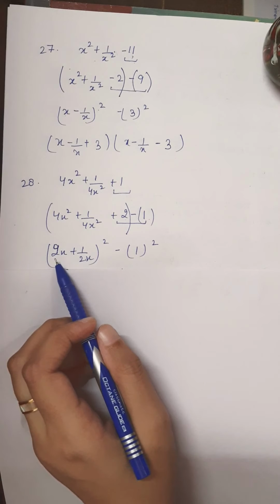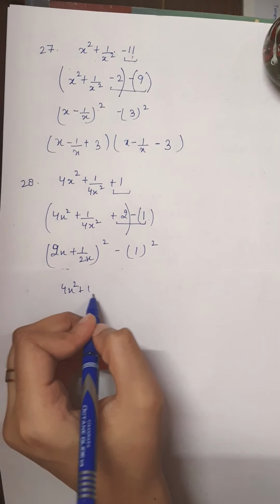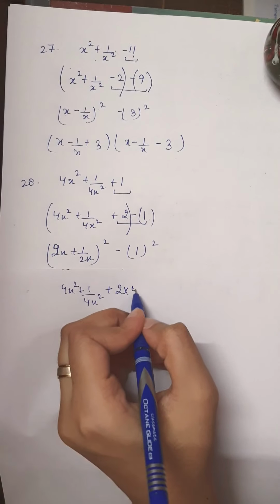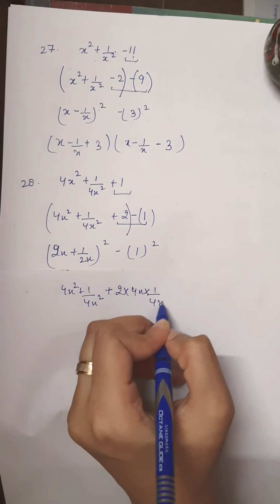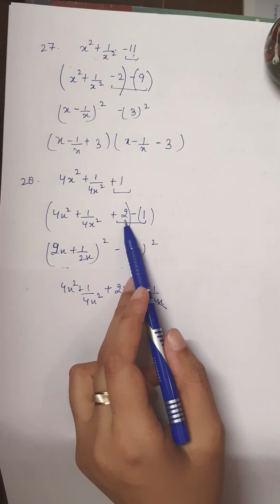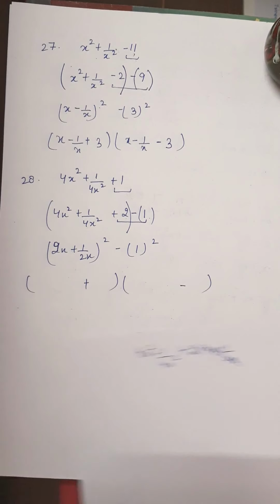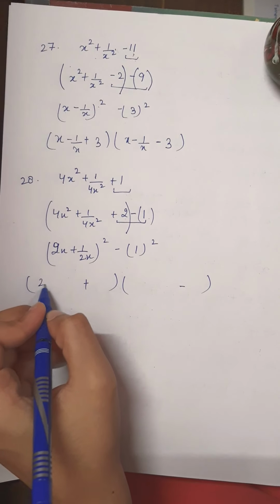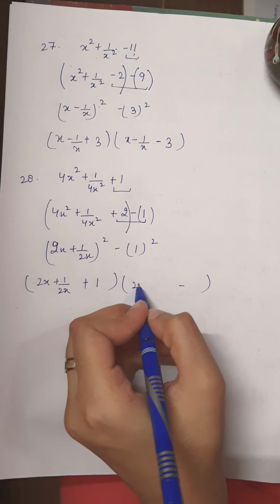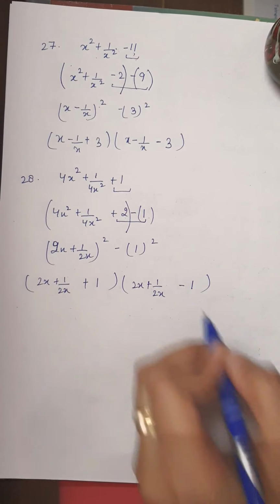plus 2 into first term. So it's like 4x square plus 1 upon 4x square plus 2 into first term into second term, and in this case it cancels, so only 2 remains. That is why 2 is here. Then 1 square. Now the format follows. So now the task is simple. Sum of both the brackets and difference of both the brackets.